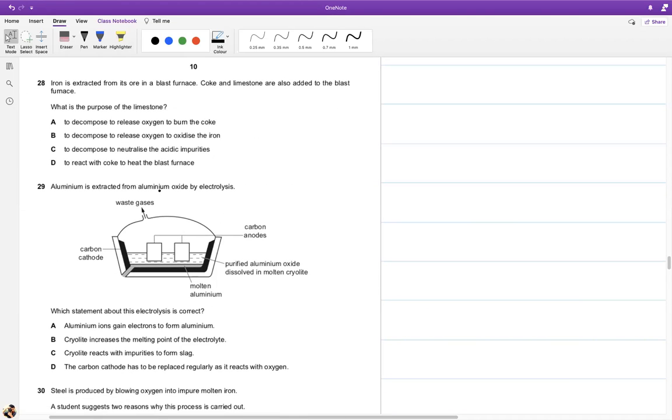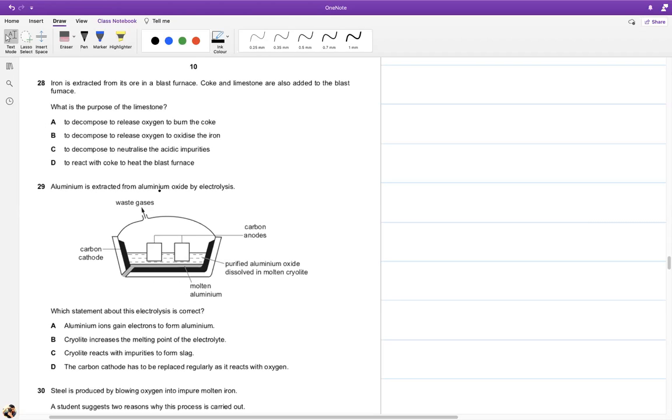Iron is extracted from its ore in the blast furnace. Coke and limestone are also added. Coke is carbon, limestone is calcium carbonate. What is the purpose of all of them? Let's see. Calcium carbonate breaks down, gives calcium oxide, which reacts with impurities, which are acids, and calcium oxide is basic. Then carbon dioxide is then further reduced and makes carbon monoxide, which is a very good reducing agent. Okay, and that is how iron is extracted.